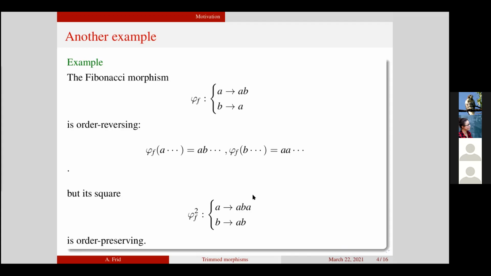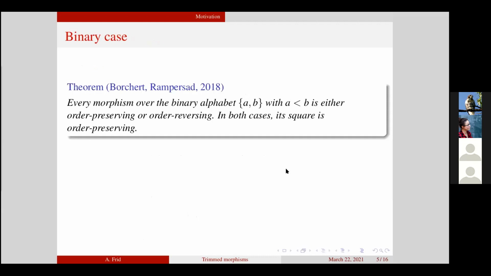But we can also check that its square is order preserving. So if we need something order preserving, it is here. We should just take the square. So in fact, it is a recent small and nice result by Borchert and Rampersad that in the binary case, any morphism is either order preserving or order reversing. And of course, if it is order reversing, then its square is order preserving. So the binary case is simple. The order is always either the same or the opposite, nothing more.